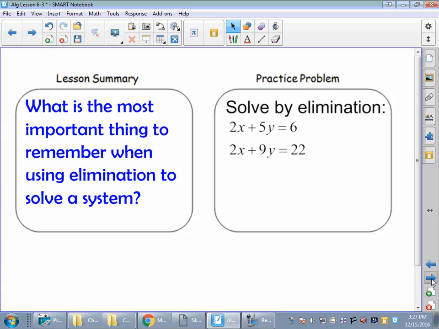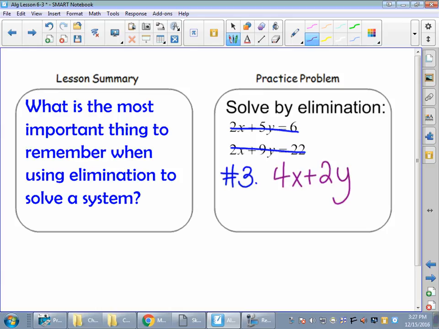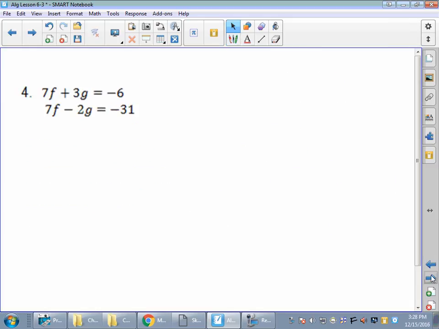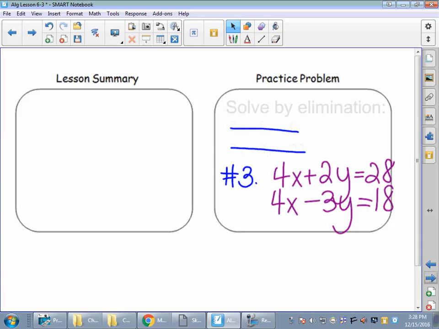And one practice problem, which could possibly be the one we just did. Oh my gosh. Change that. Do practice problem number 3. So do this system of equations instead. 4x plus 2y equals 28 and 4x minus 3y equals 18. That's practice problem number 3, if I'm remembering right. Yep. So you can do it there, or you can do the problem over here.